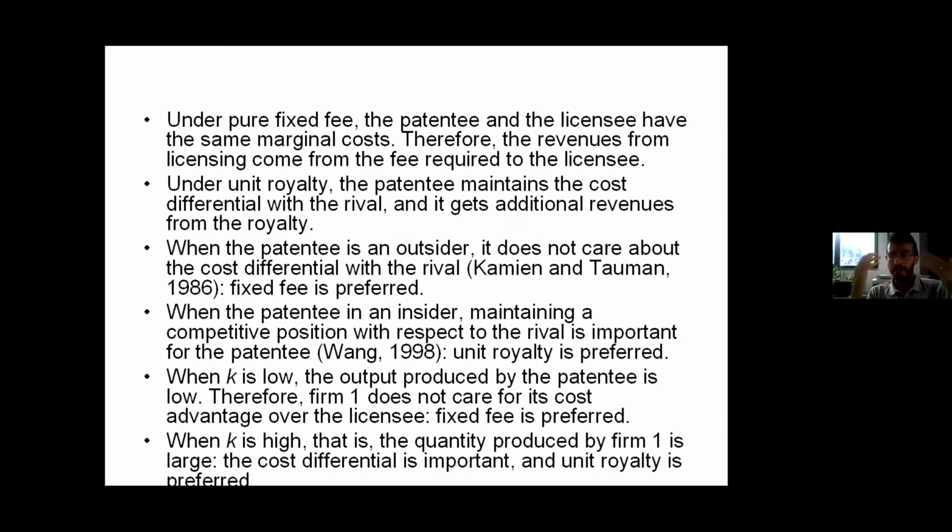Here we have a sort of intuition. We have to think more about it. The intuition of this result is the following, basically. Under pure fixed fee, the patentee and the licensee have the same marginal cost. So the revenues from licensing come from the fee required of the licensee. On the opposite, under per unit royalties, the patentee maintains the cost differential with the rival, and it gets additional revenues from the royalty. So basically, when the patentee is an outsider, it doesn't care about the cost differential with the rival because it does not compete with the rival. And so fixed fee tends to be preferred.